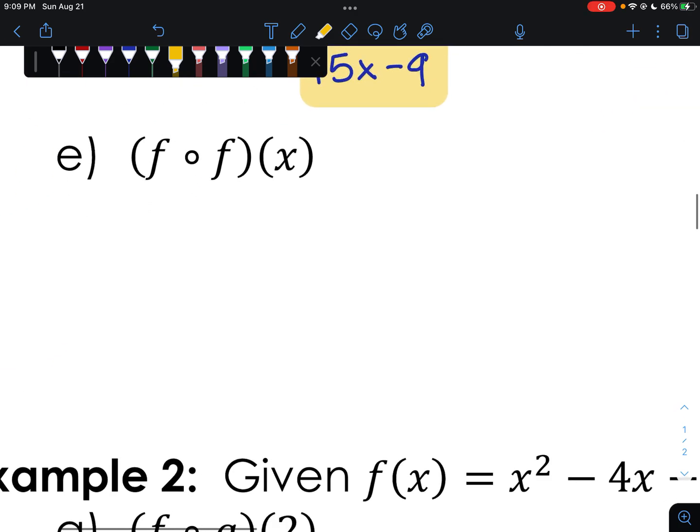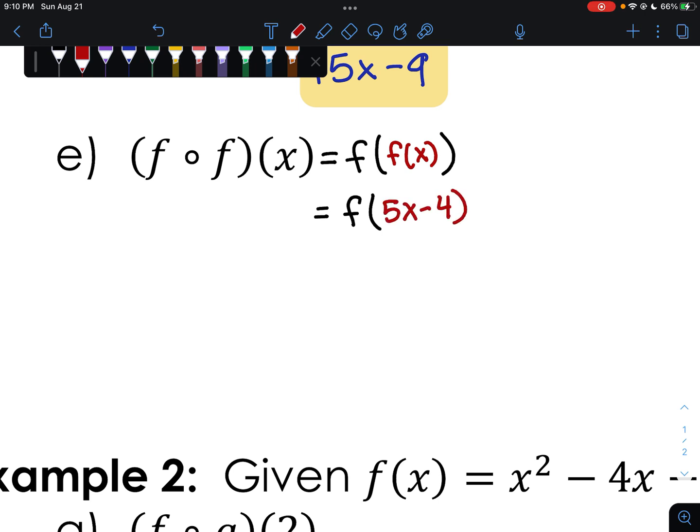Now we have f of f of x. We're using the same function twice. So what that would look like is f of f of x. We are plugging f back into itself. f of x is 5x minus 4, so anywhere there's an x, we're going to plug in 5x minus 4.